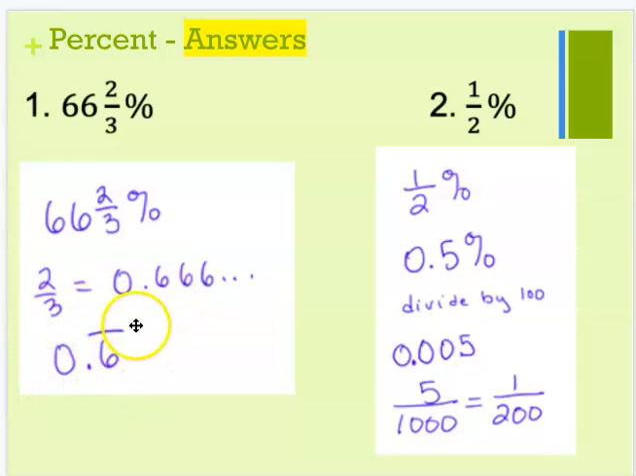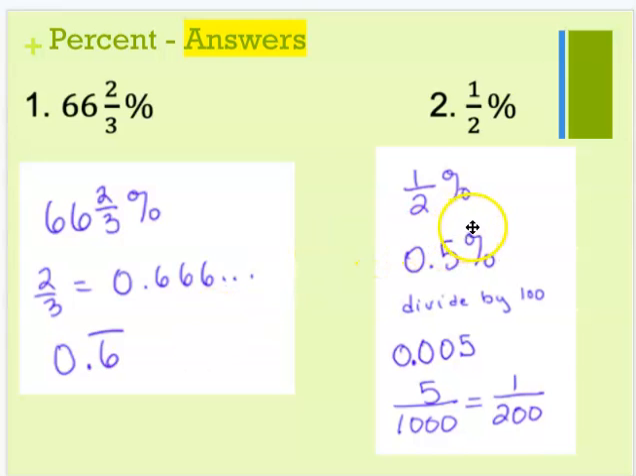So if I write 0.6 with a line over it, that is going to be my decimal equivalent of 66 2/3%. And the simplified fraction is 2/3. So my simplified fraction is 2/3. My decimal is a 0, a decimal point, and a 6 with a line over it.